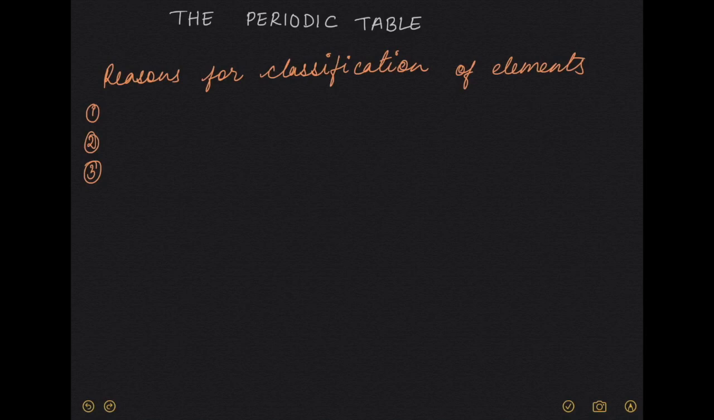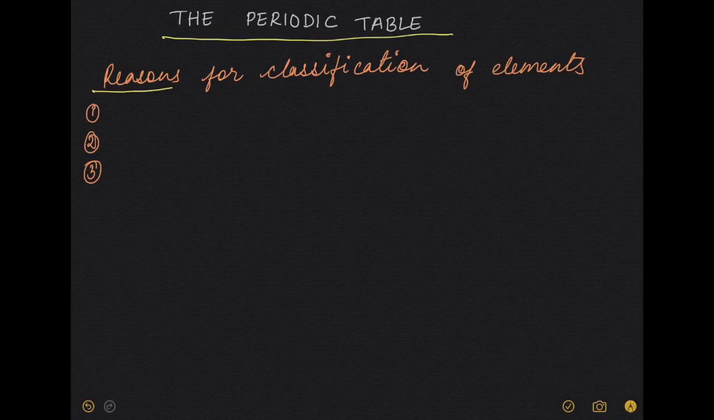So today we are going to start with a new chapter, that is the periodic table. Now the periodic table is nothing but a table where elements are classified in such a way that their comparative study becomes easier.